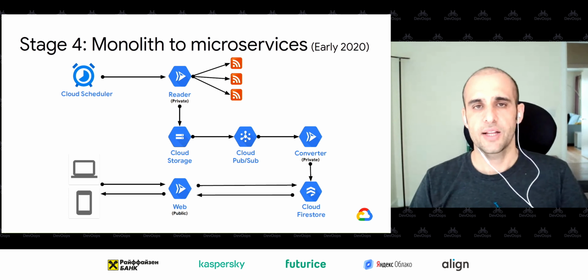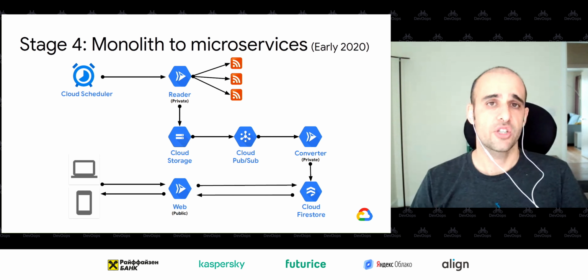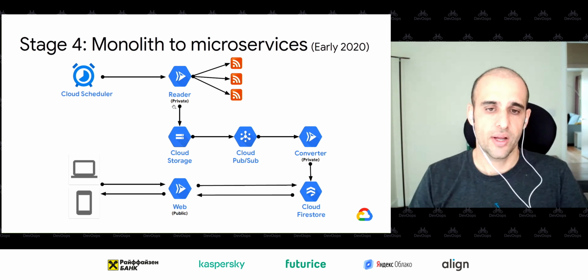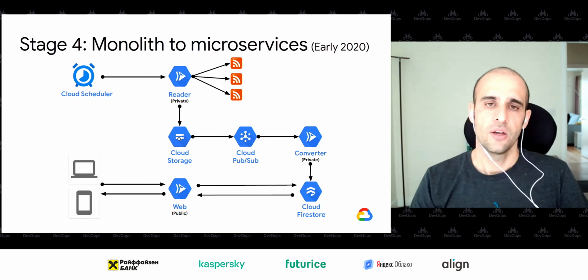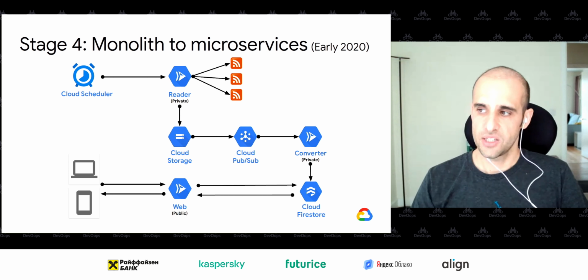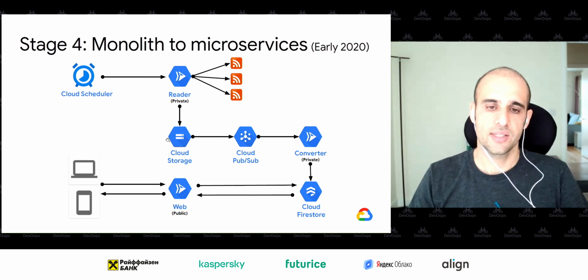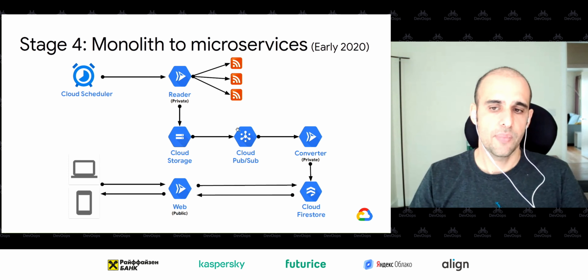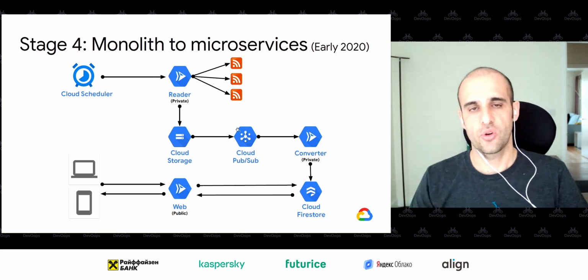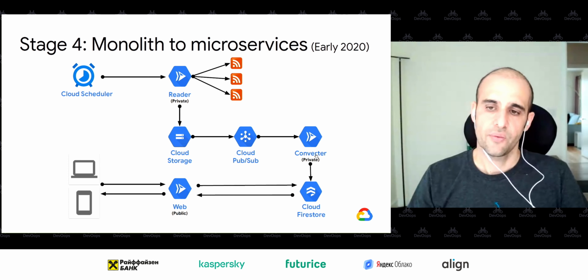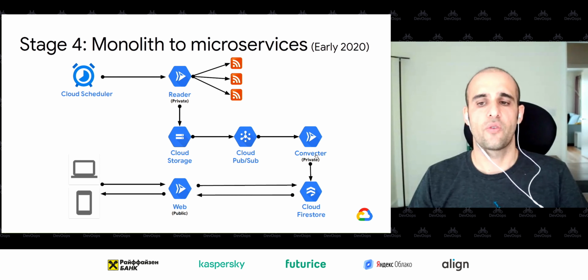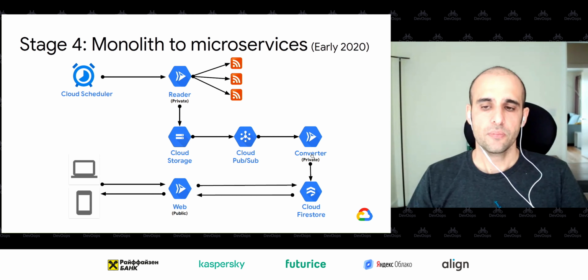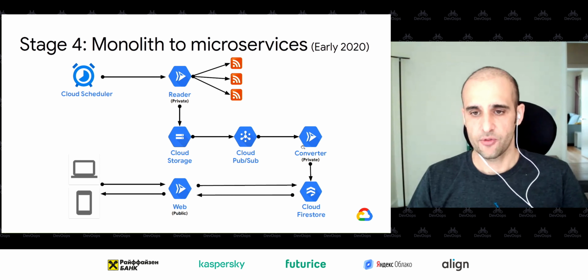Then you can set Cloud Storage to send notifications when something changes. So once you save a file to a bucket, Cloud Storage can send a message to a Pub/Sub topic. So in this case, Cloud Storage says, okay, there's a new file. It will send a message to a Cloud Pub/Sub topic. And then this topic can be listened to by other Cloud Run services. So in this case, we have another private service called Converter. Again, this is private because it doesn't have to be public.